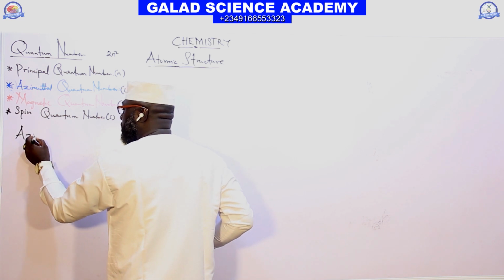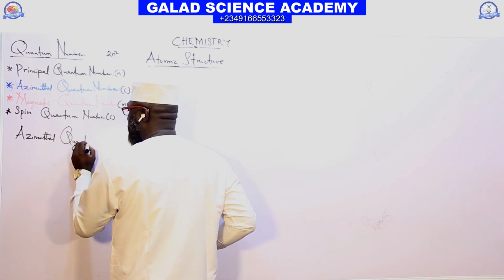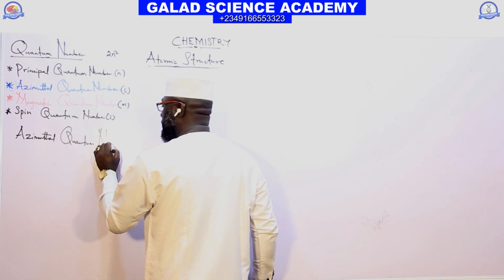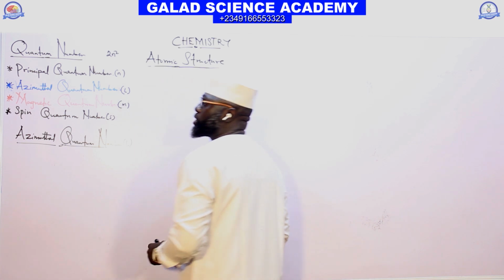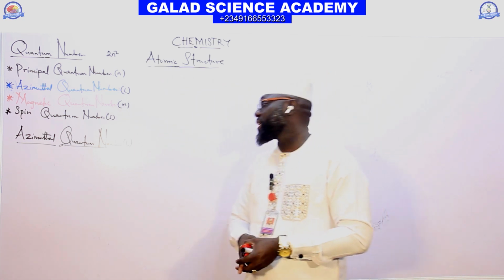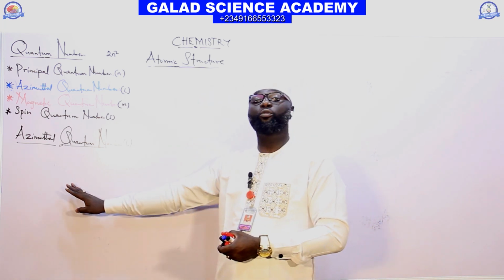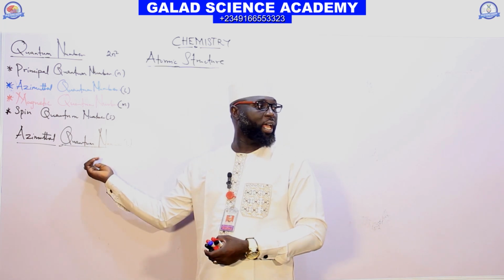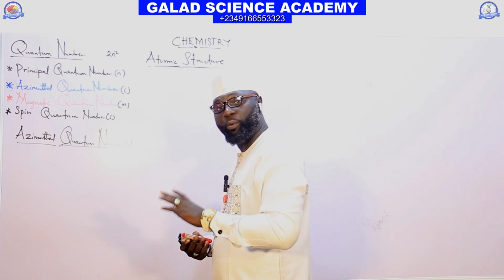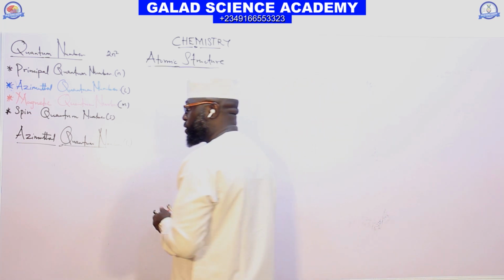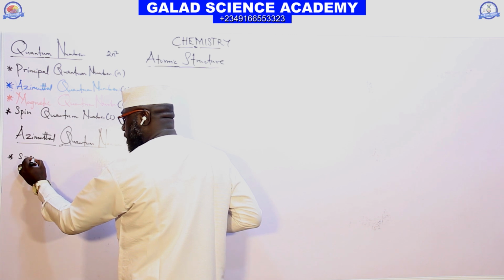So let's treat azimuthal quantum number. It is known as L. So this azimuthal quantum number is the one that explains the shape of orbitals. So this tells us the shape of orbital. So for instance, now we have S orbital.